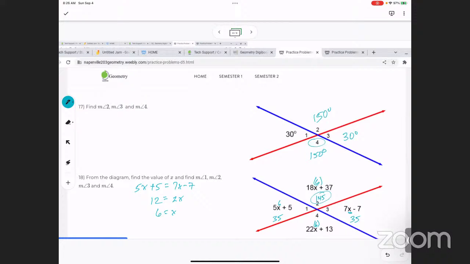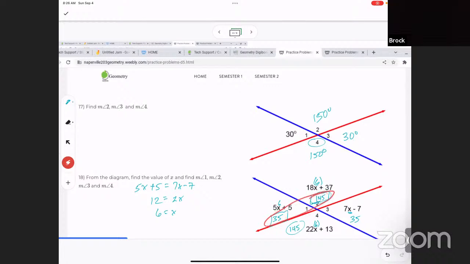By the way, did I even have to plug that in? What could I have done to find that? I actually knew that when I did 35. I knew that this had to be supplementary. Oh, yeah, because it has to equal 180. Right. But the reason I did that is because I wanted to show you that's a way to check your answer, to make sure you did it right, to make sure that these are actually supplementary and these are equal. Make sense? Yeah.